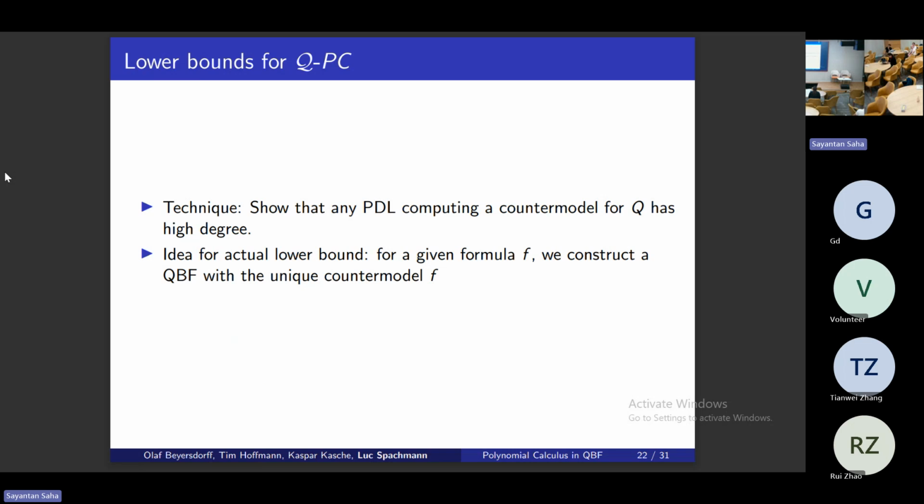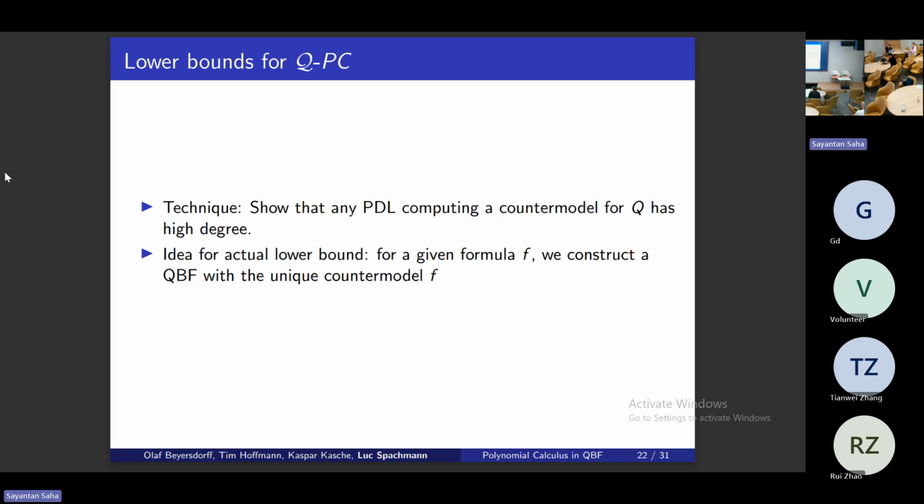So we show that a PDL requires a high degree, and then we know that the degree of a PDL is just the highest degree in any of the queries. But an important fact that's missing here is, okay, we have a function that requires a high degree PDL, but the PDL just computes the counter model and not the formula itself.